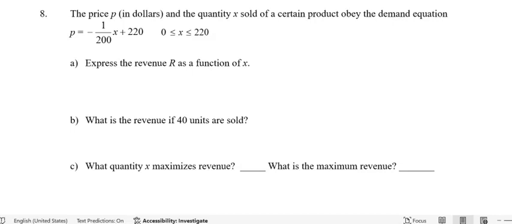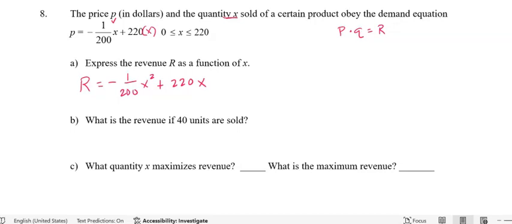So the price and the quantity, price times quantity equals revenue. Just remember that. Price times quantity is revenue. So this is price. Here's quantity, X, and so we just need to multiply those together to get revenue. So the revenue function is really just going to be multiplying X times this P. All right, so that's going to give me -1/200 X squared plus 220X. So that's your answer for part A.